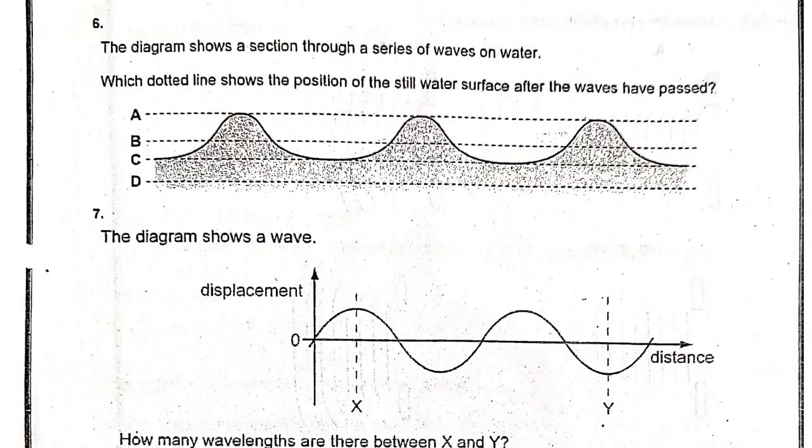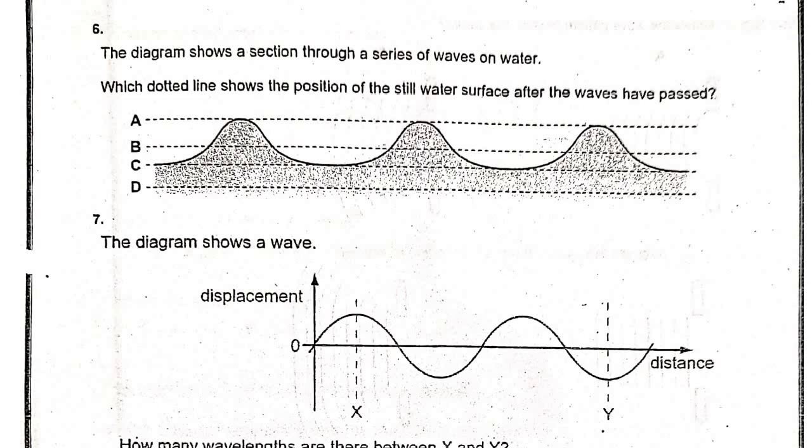Let's see question number 6. The diagram shows a section through a series of waves on water. Which dotted line shows the position of still water surface after the waves have passed? So when waves pass through water, these waves carry energy with them and produce a crest and trough on the surface of the water. So in this question, still water surface means that the surface of the water or the molecules of the water are at mean position.